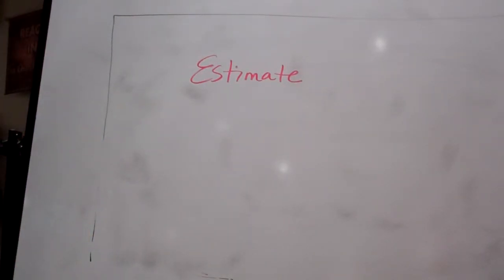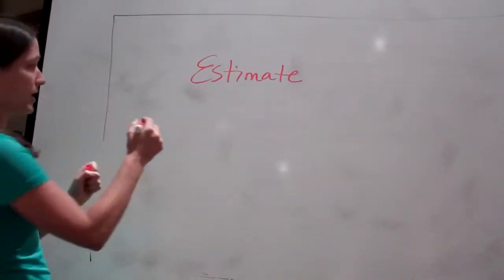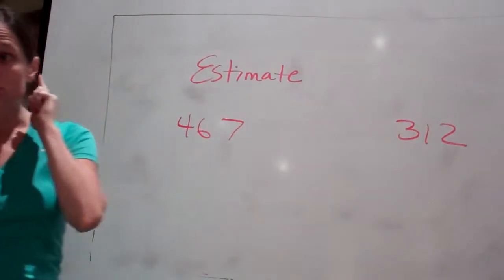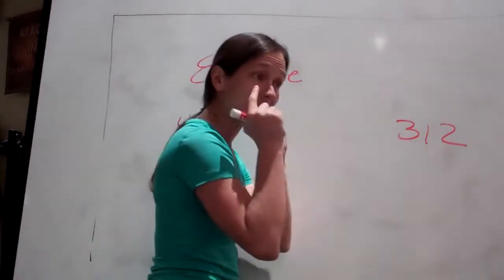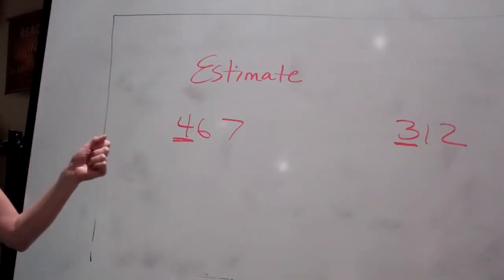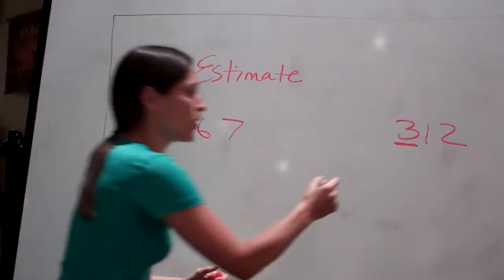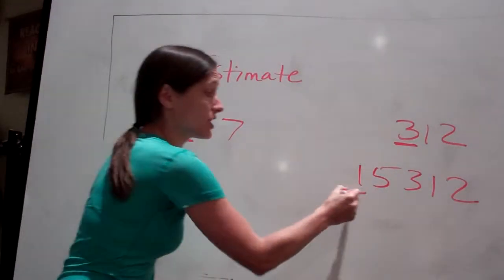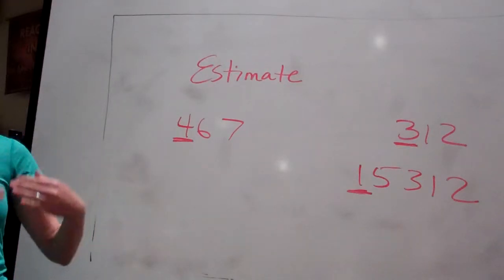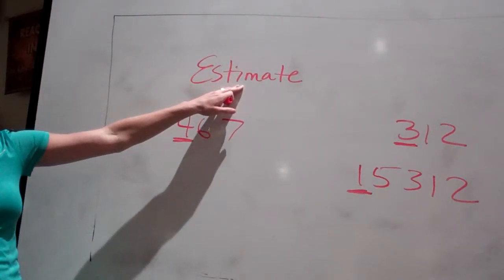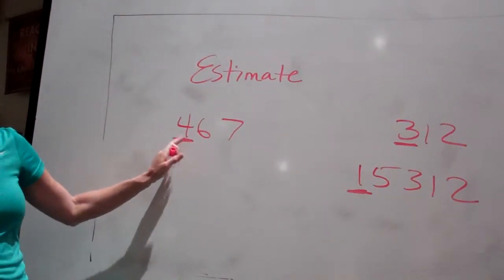So here's what I need you to hear. Whenever in math they ask you to estimate, you want to think they're asking you to round to the highest place value. They want me to estimate this number and this number. And that's what you're going to round to. Does everybody understand what I'm saying? If this was that one, you would round to this number, the highest place value. Everybody understand? So when they say estimate, they're asking you to round to the highest place value.